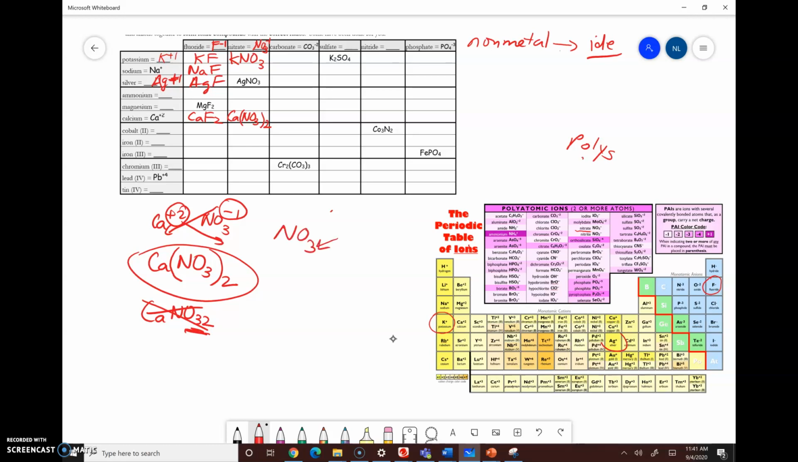Another thing, the polyatomics, for example, here this has NO3. You cannot change this 3 for the polyatomic. You cannot remove it. You cannot do anything to that. You have to keep this as is. Okay. So let's see what else we can do.